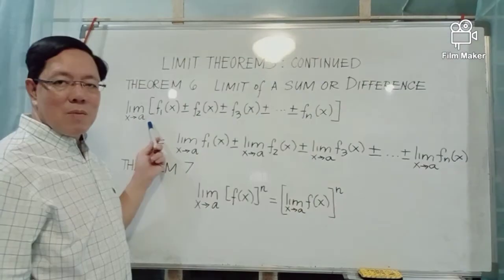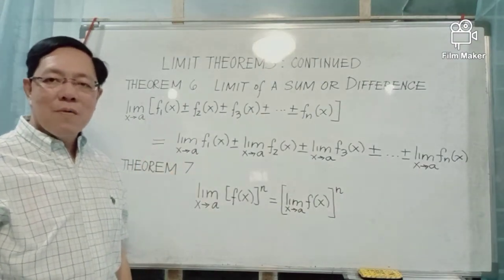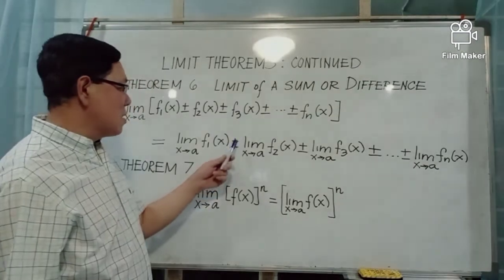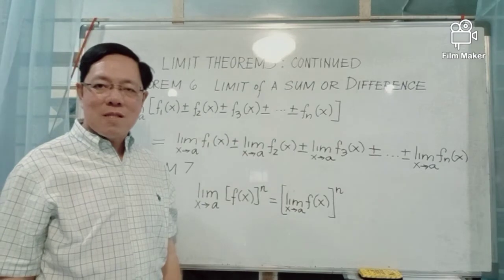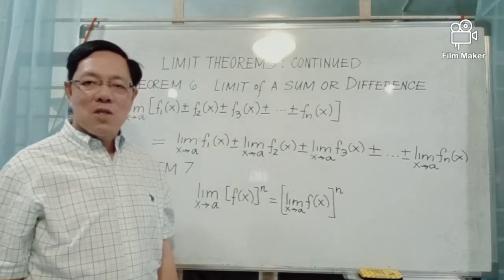So limit Theorem 6 states that the limit of a sum of 2 or more functions is equal to the sum or difference of the limits of these 2 or more functions.